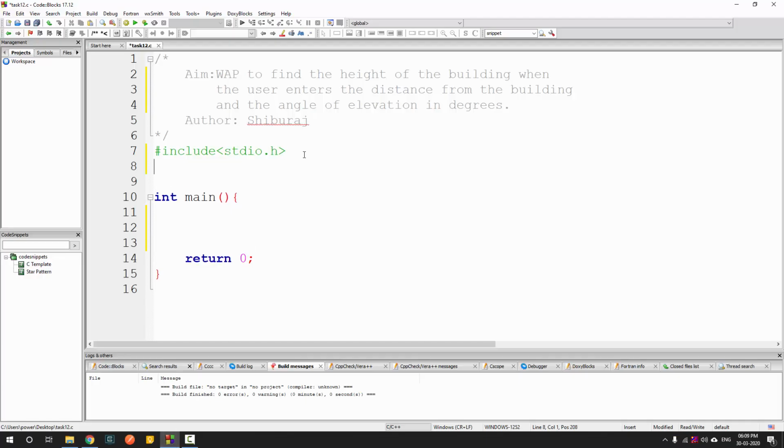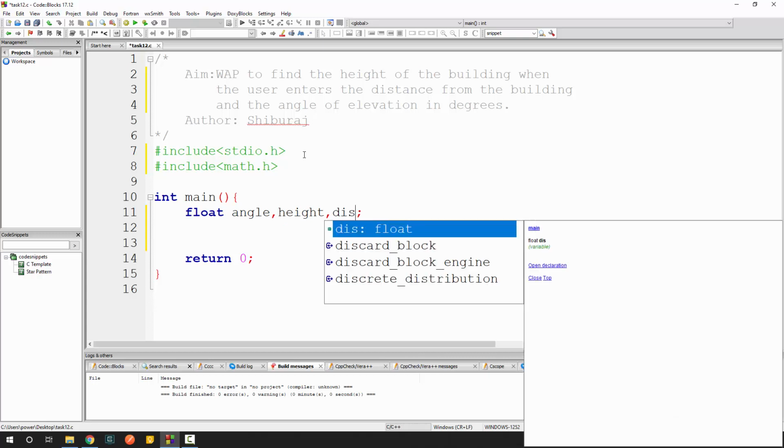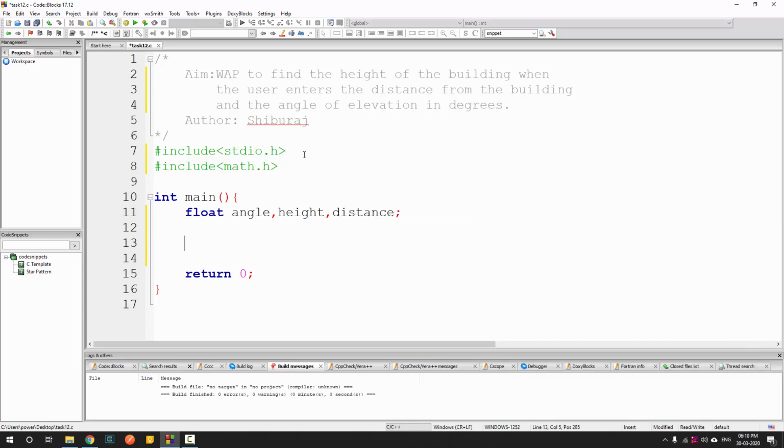As we know, we need the math library. I will start with the library, I will write math.h and include that. Then I need three variables: one to store the angle, second to store the distance, and third to store the height. Let us take them as float. A is for angle, h for height, and d for distance. If you want to be more descriptive, you can write angle, height, and distance. This is a bit more descriptive.